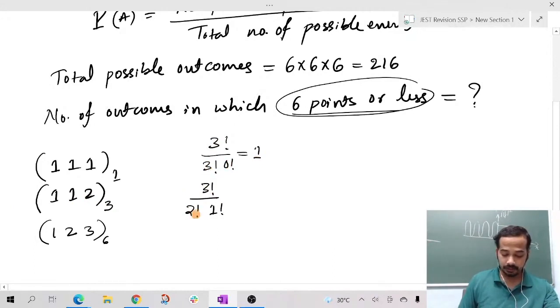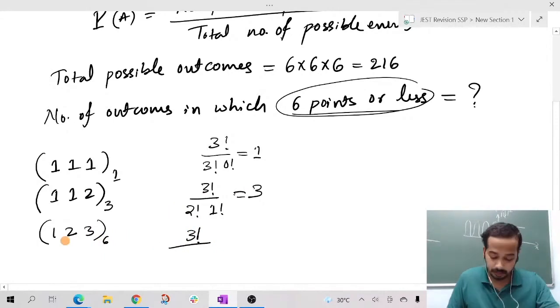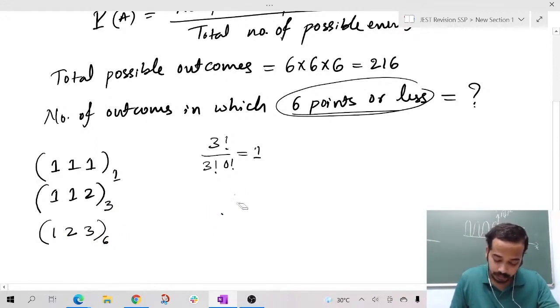This is 3 factorial divided by 2 factorial into 1 factorial, so that's equal to 3 here. Similarly here, 3 factorial, all 3 are different, am I right? So that means 3 factorial is the number of permutations here, okay? Whatever I am writing here as an index, these are the number of permutations, okay? I hope you got this point.